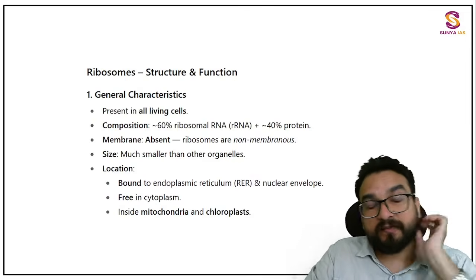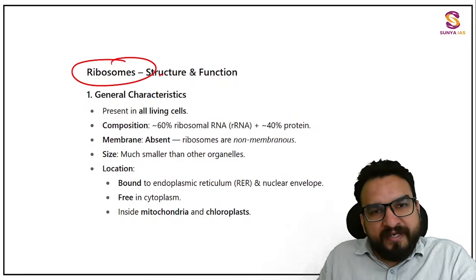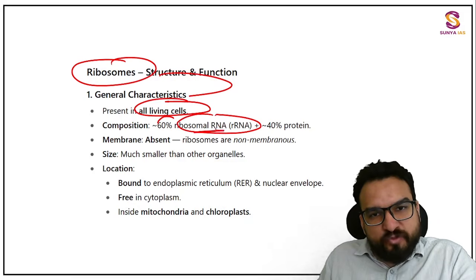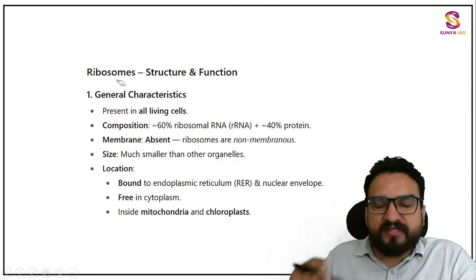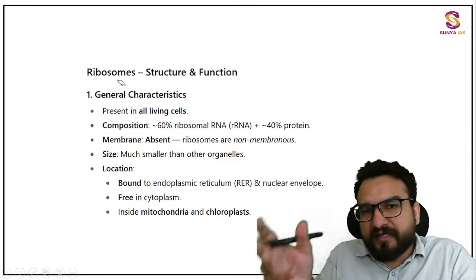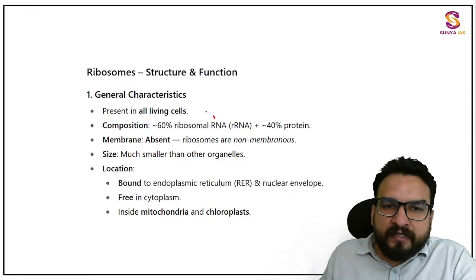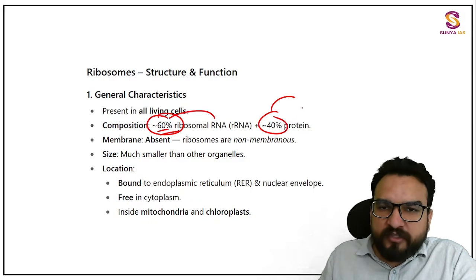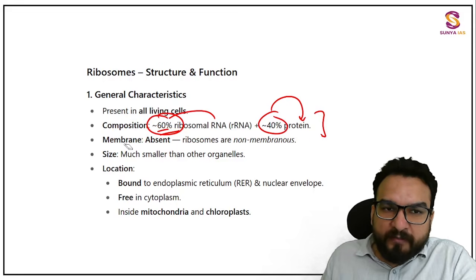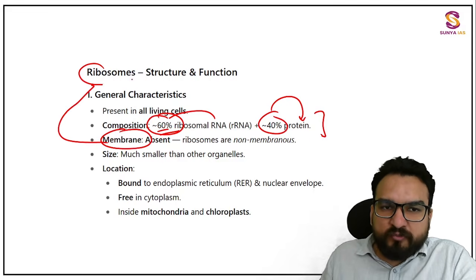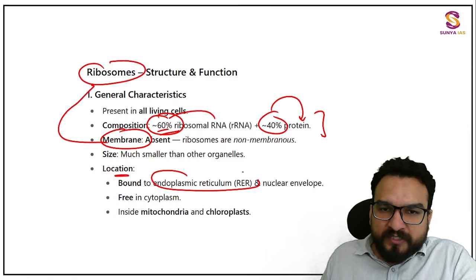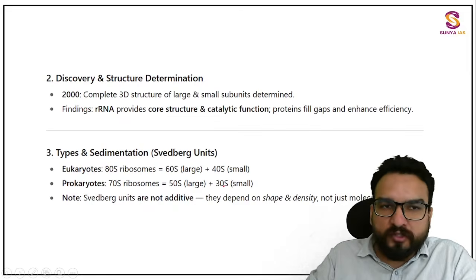Now you understand the ribosome. So ribosomes are present in all living cells, containing rRNA, that is ribosomal RNA. What type of RNA is this? What is the difference between RNA and DNA? In the next class you will be understanding. Over here you will find 60% RNA and 40% protein. Membranes are absent in the ribosome. Location: endoplasmic reticulum, cytoplasm, mitochondria and chloroplast. I have already told you.